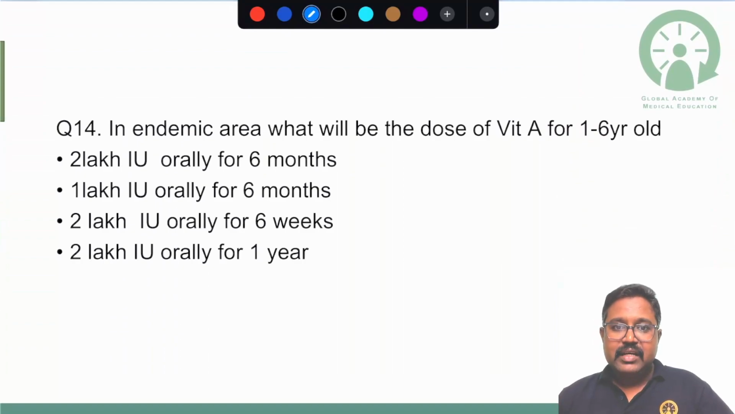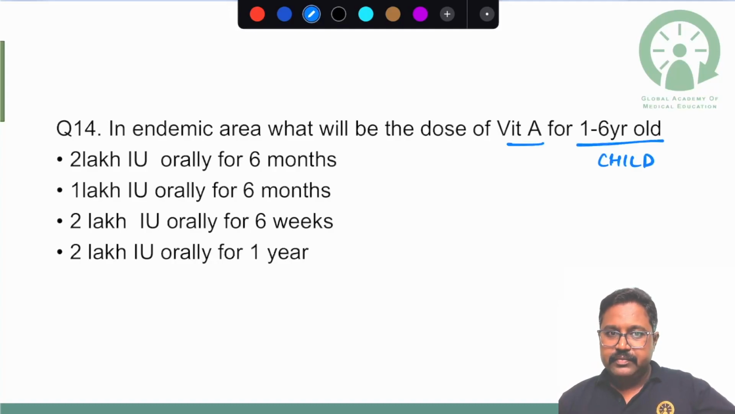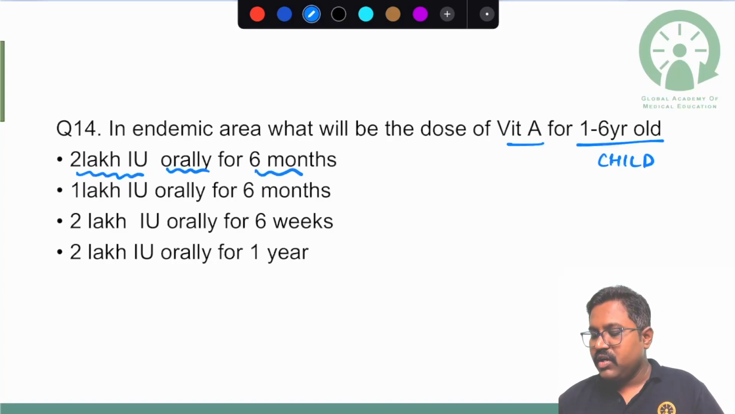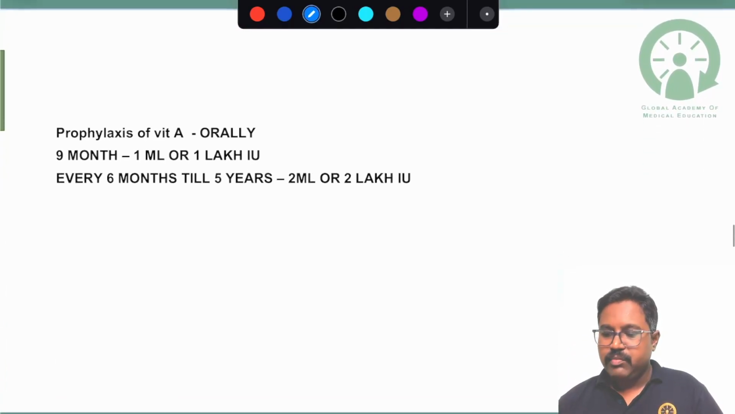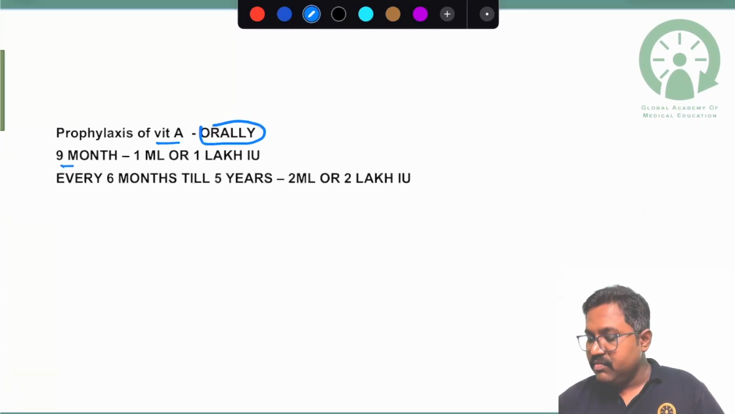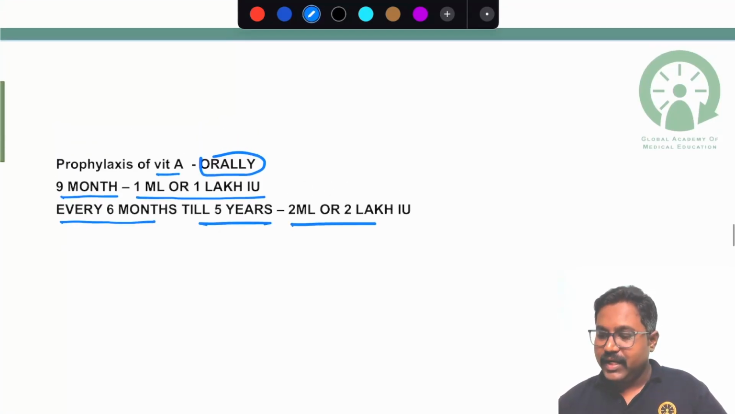In an endemic area, what will be the dose of vitamin A for a 1 to 6 year old child? The right option is 2 lakh international unit, given orally for 6 months. Whenever you go for prophylaxis of vitamin A, it has to be given through the oral route, and till 9 months you need to give 1 ml, that is equivalent to 1 lakh international unit.